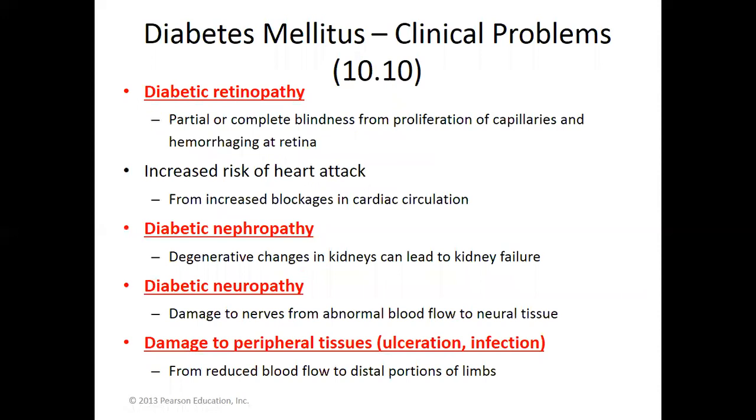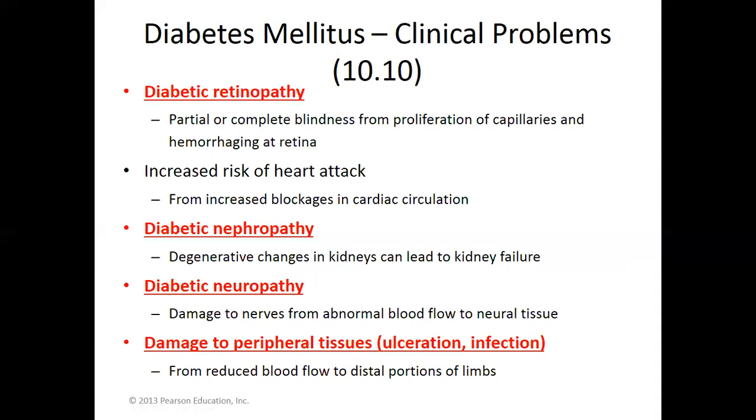And those effects can be something like diabetic retinopathy. So partial or complete blindness can occur because of damage in the retina where photoreceptors are located. Increased risk of heart attack from blockages in cardiac circulation. Diabetic nephropathy, basically degenerative changes, so the nephron's located in the kidney, right? So degenerative problems in the kidney can lead to kidney failure.